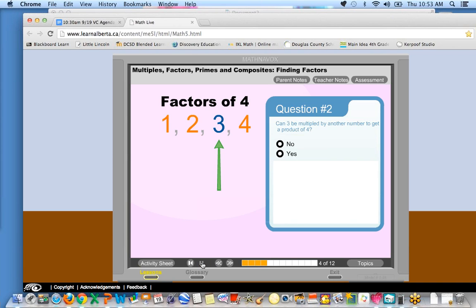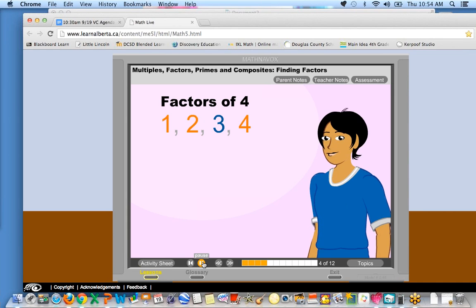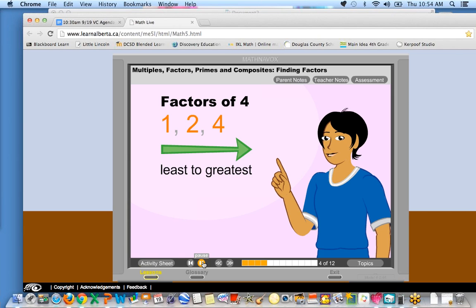Yeah, what do you guys think? Can I multiply 3 times something and end up with an answer of 4? No, so it's not a factor of 4. When we list the factors of a number, we put the numbers in order from least to greatest and put commas in between the numbers.